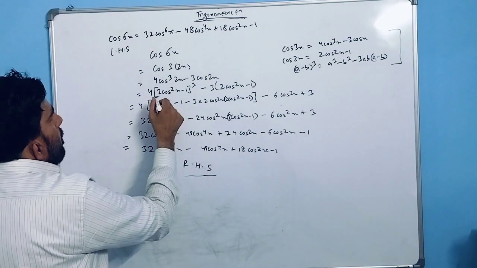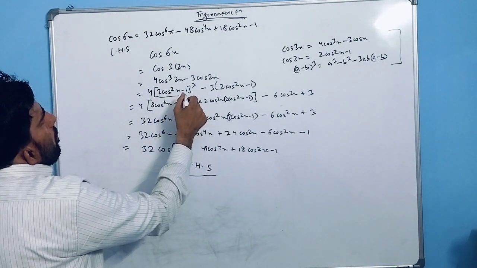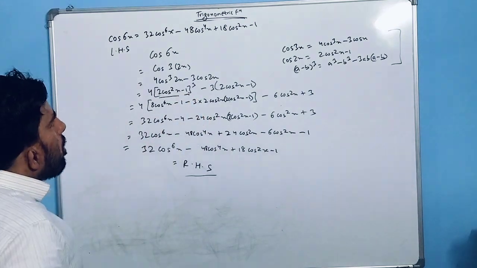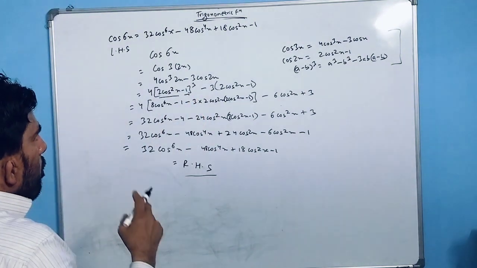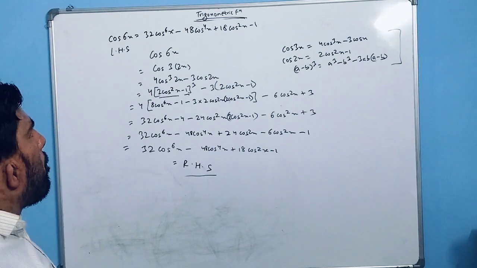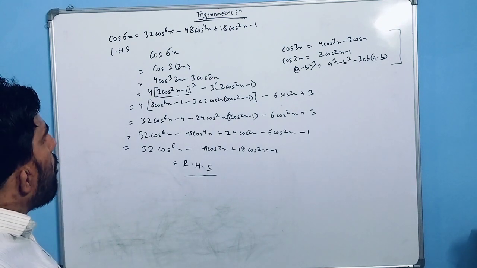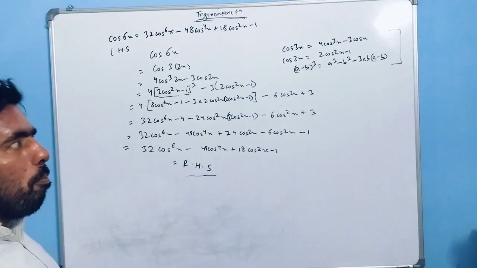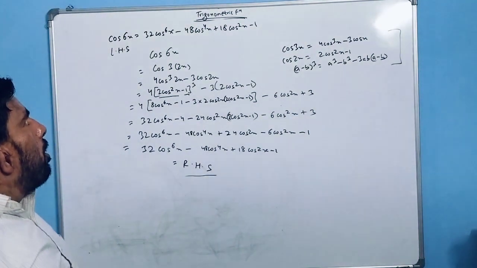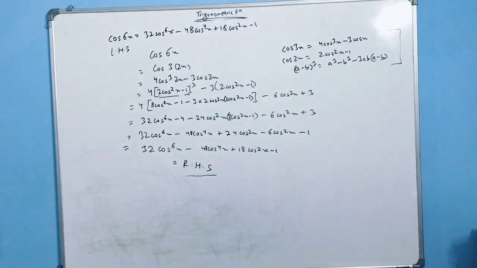Here we have a as 2 cos square x and b as 1. So we have used the identity (a minus b) whole cube is a cube minus b cube minus 3ab into (a minus b). So that is how we are able to solve it.